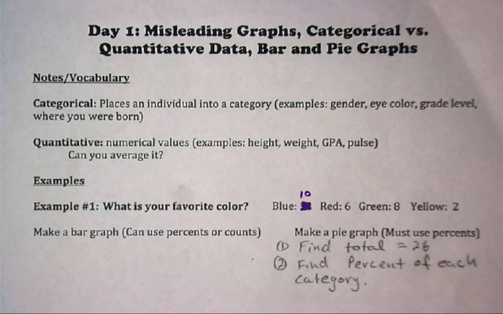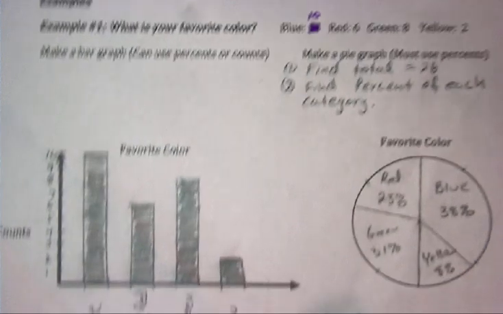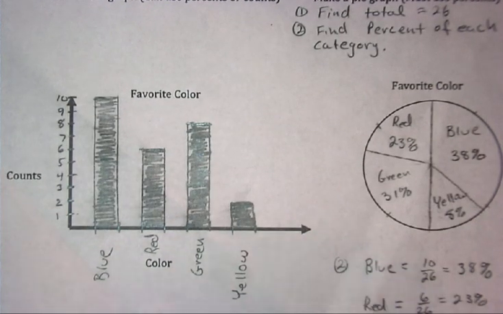The first example we're going to look at is what is your favorite color? So if a survey was taken and 10 people responded that blue was their favorite color, 6 people responded that red was their favorite color, 8 people responded green, and 2 people responded yellow. We're going to use that information to make a bar graph. So here's our bar graph.